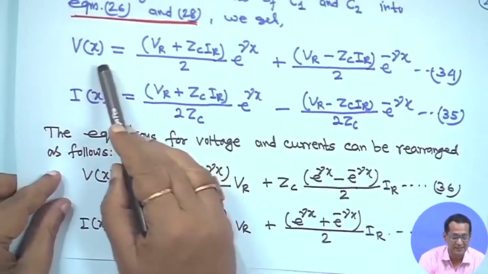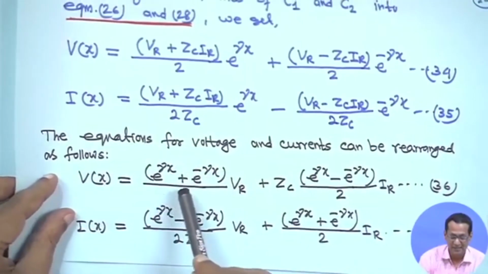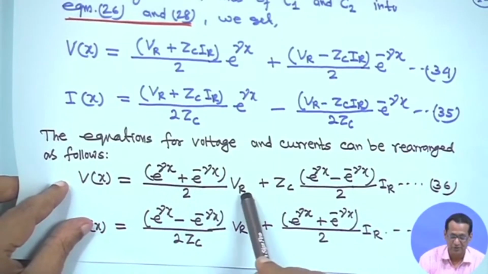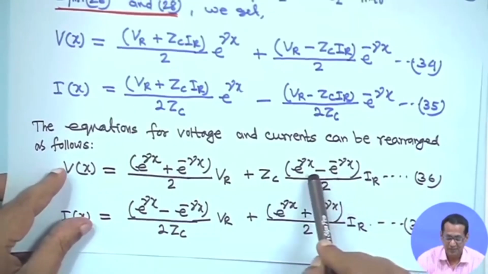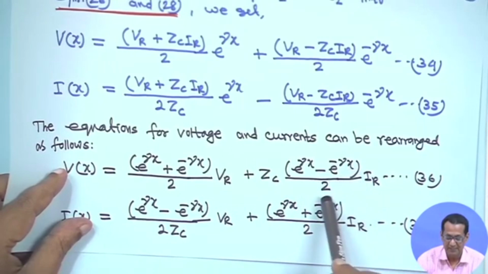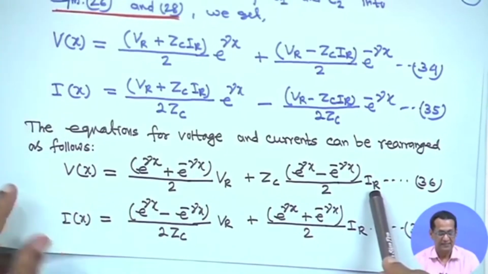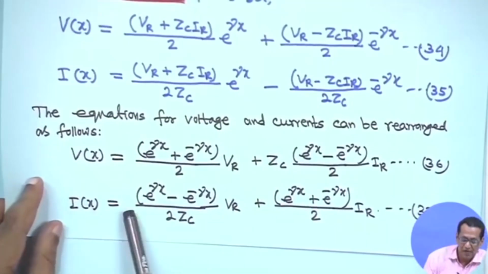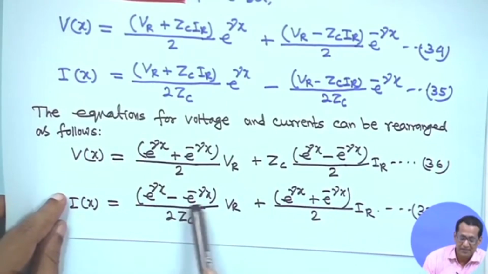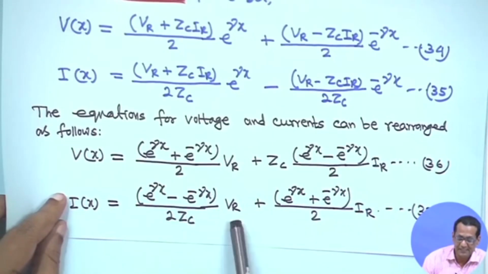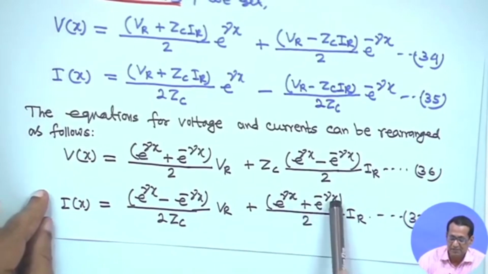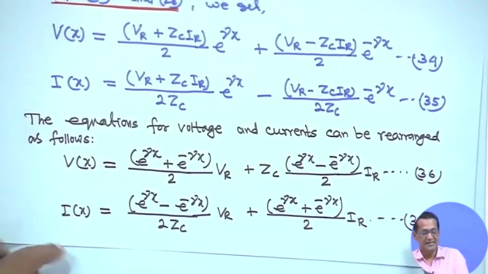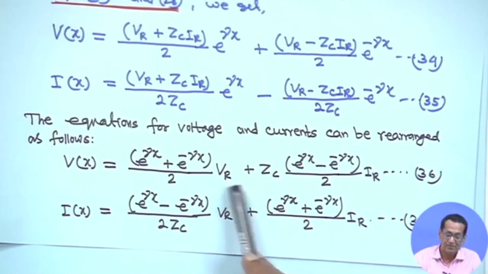So, first you rearrange the equation of V x. V x can be made like this: e to the power gamma x plus e to the power minus gamma x by 2 into V r plus Z c into e to the power gamma x minus e to the power minus gamma x by 2 into I r. Similarly, I x also can be rearranged. If you do so, I x is equal to e to the power gamma x minus e to the power minus gamma x by 2 Z c into V r plus e to the power gamma x plus e to the power minus gamma x by 2 into I r. This is equation 37.